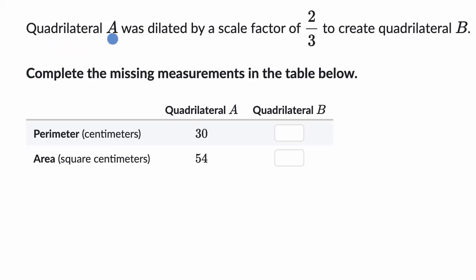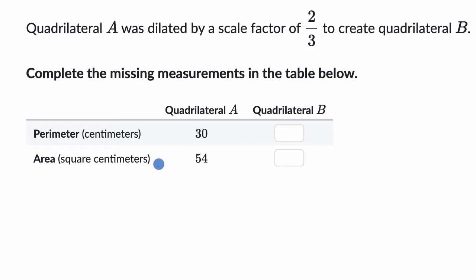We're told quadrilateral A was dilated by a scale factor of 2/3 to create quadrilateral B. Complete the missing measurements in the table below. So like always, pause this video and then we will do this together. Try to do it yourself and then we'll do it together.